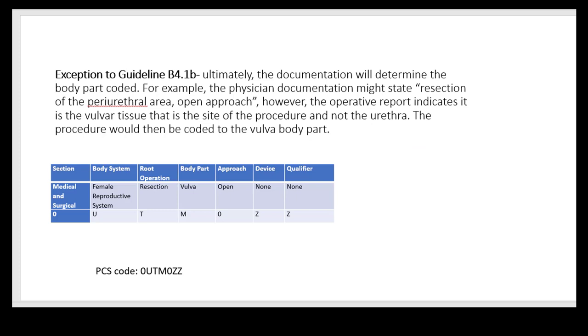One exception to this guideline is if the documentation is giving you more information than what the doctor is stating. For example, if the doctor is dictating his operative report and he says resection of the periurethral area, open approach. But as you read that operative report, you see what he's really operating on is the vulvar tissue on the woman's body, not the periurethral area. So because there is a body part value for that very specific vulvar tissue or vulva, that's what you're going to code. And I have there our little table showing the 7 characters and the PCS code that would describe that procedure.